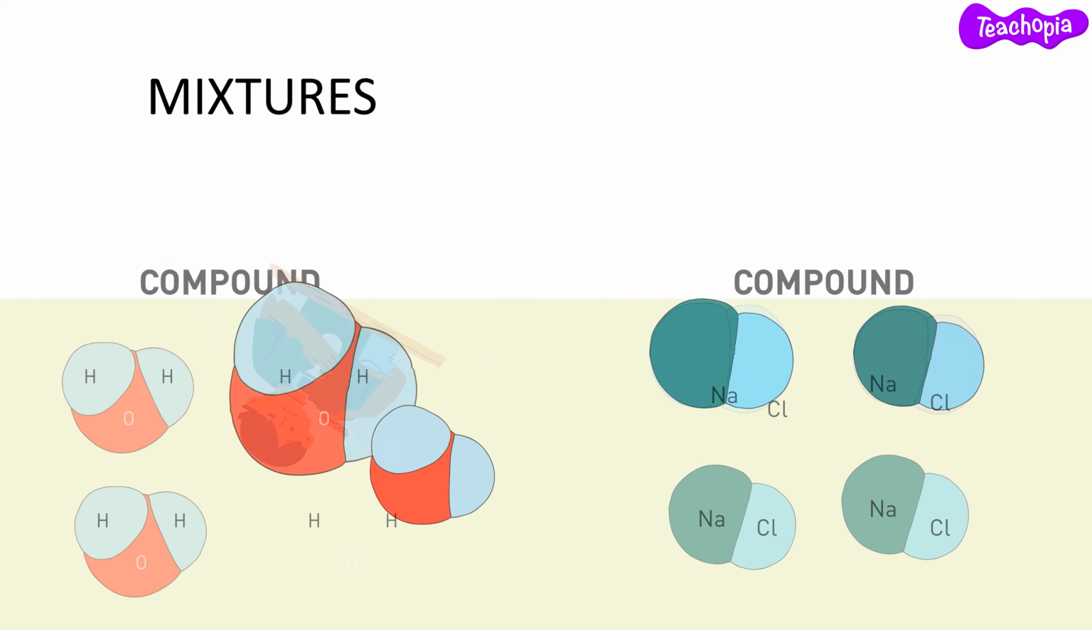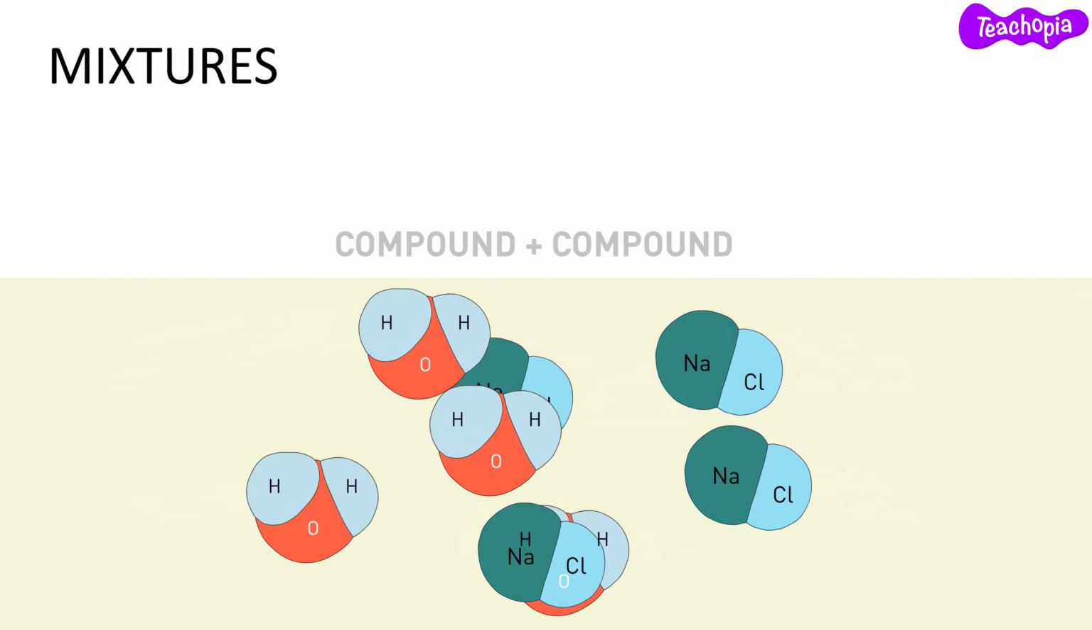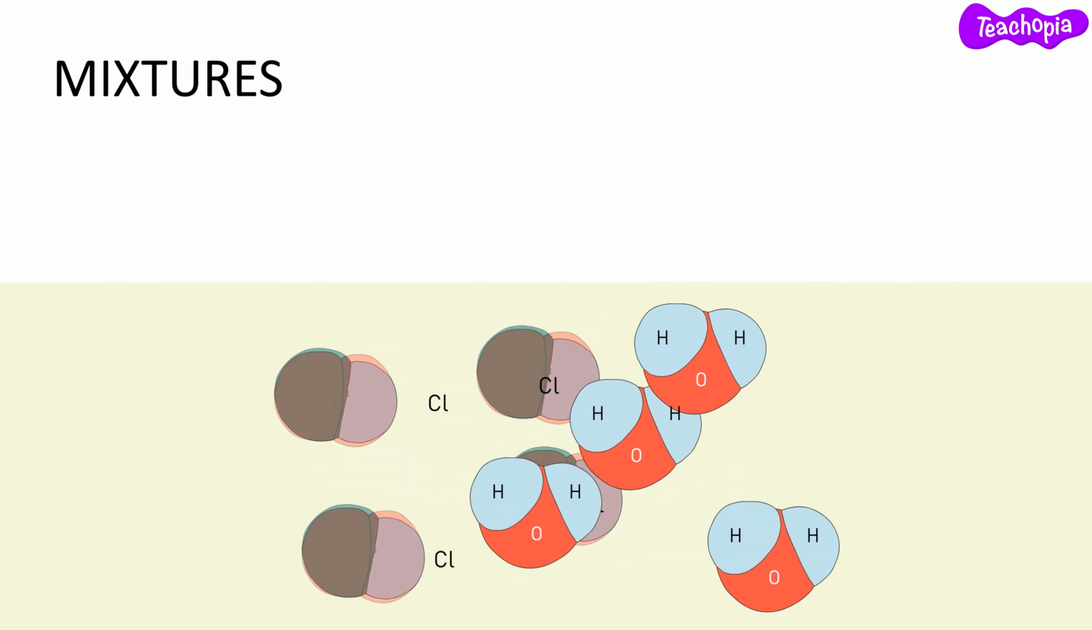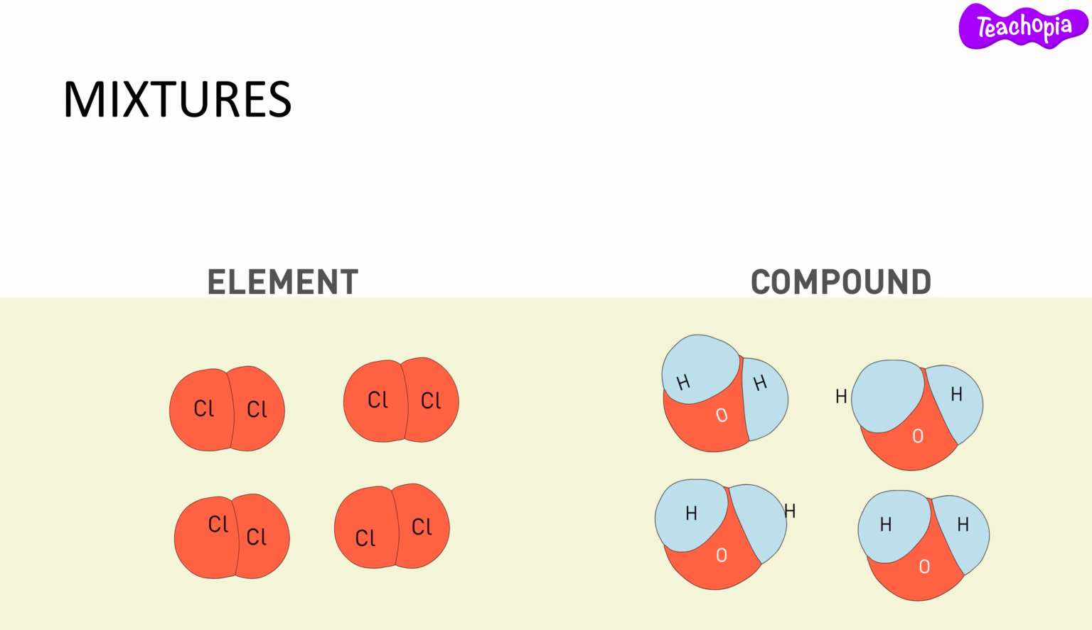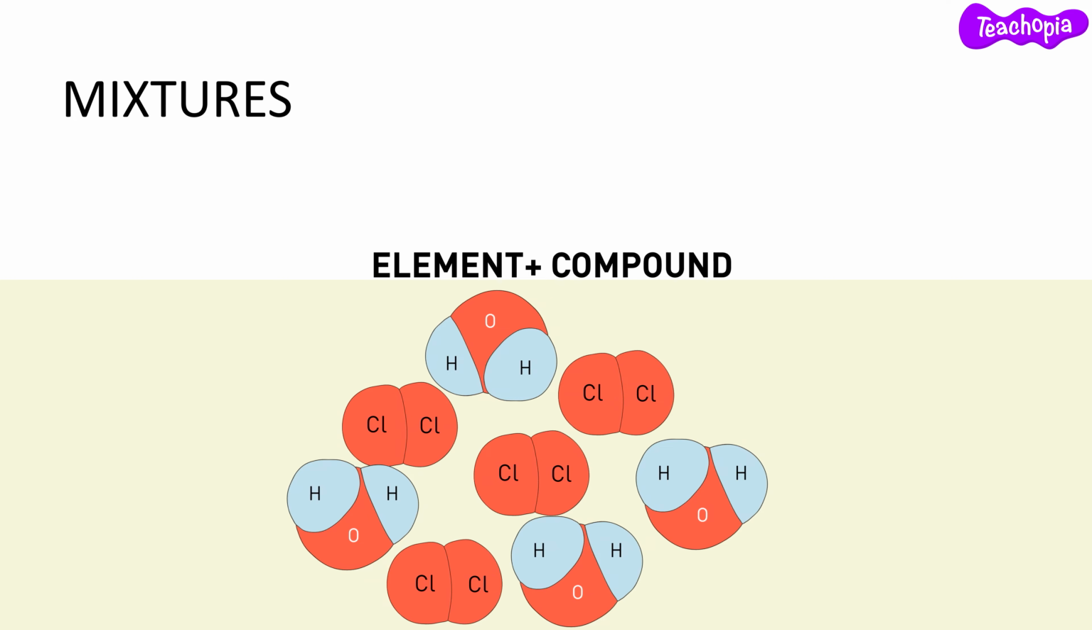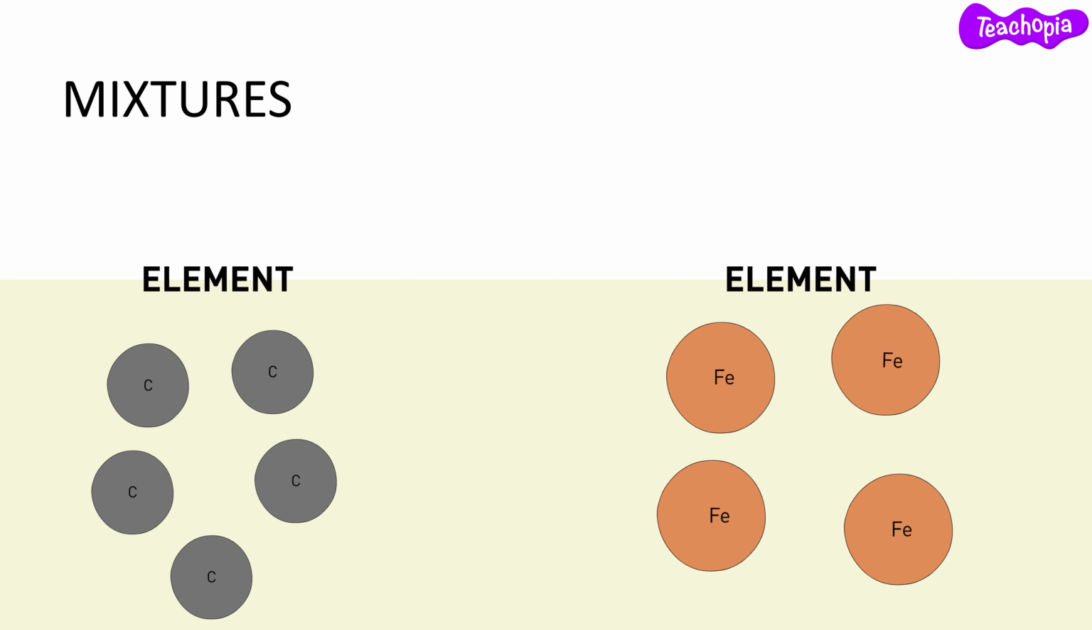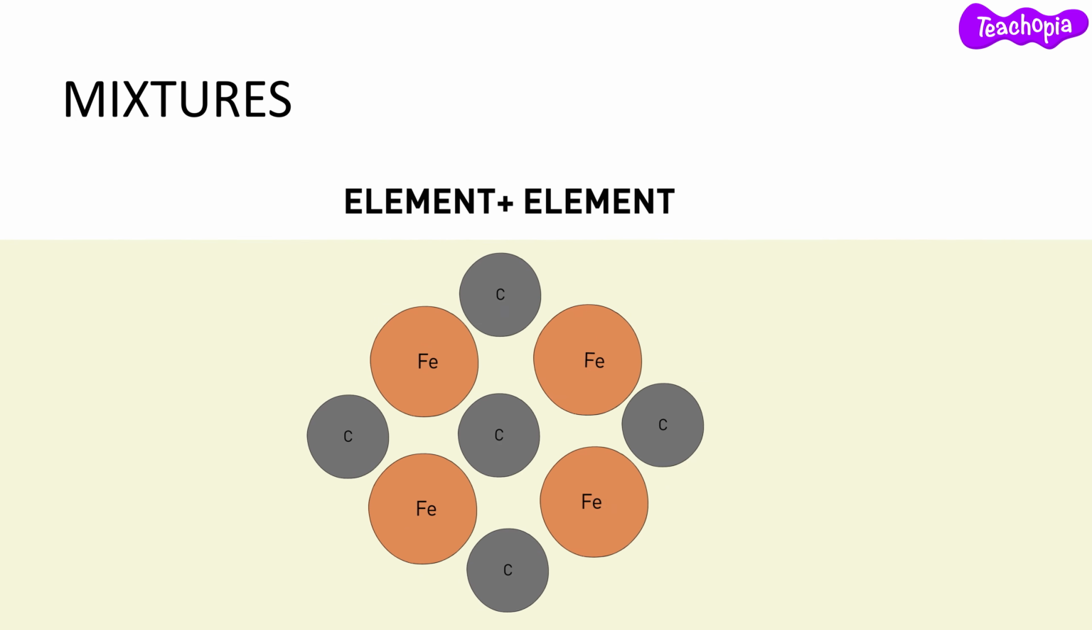When you combine two compounds, you get a mixture. And when you combine an element with a compound, you also get a mixture. Combining an element with an element will also produce a mixture. You can produce mixtures with lots of ingredients, and you can also produce mixtures with only a few ingredients.